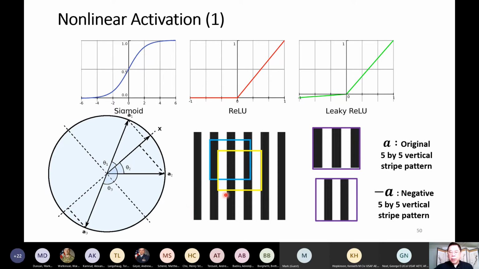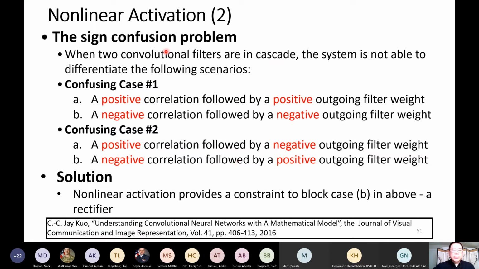But if I have this yellow region and give the negative response, actually I'm in trouble. The response here is positive, the response here is negative. Positive times positive, negative times negative, they will be added together, and then the output will not know which one is in phase, which one is out of phase. So that's the problem. This is similar to before, and I call this the sign confusion problem.